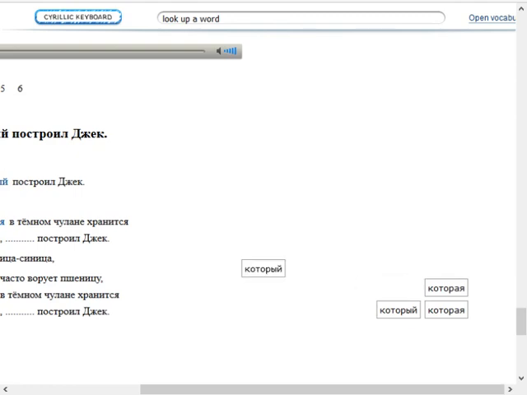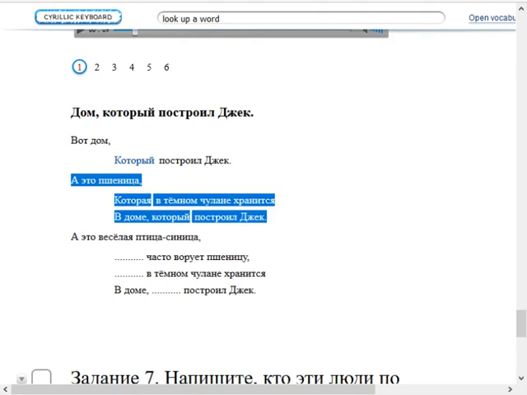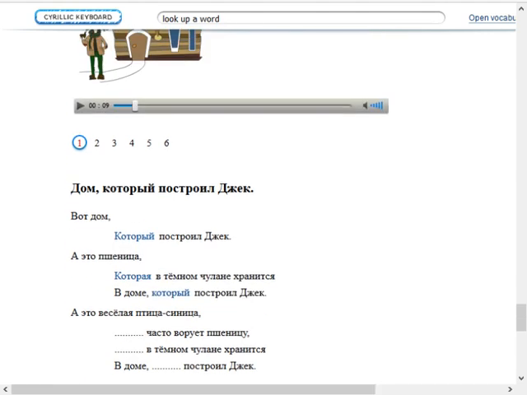Okay, hold on, missed a line there. Okay. And this is the wheat, which in the dark closet is stored in the house which Jack built. А это веселая птица-синица, and this is the bird, которая часто ворует пшеницу, которая в темном чулане хранится в доме, который построил Джек.